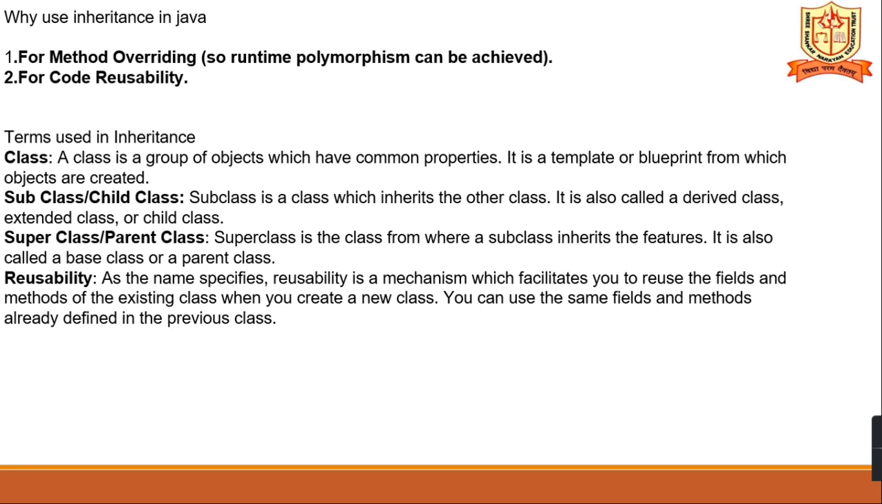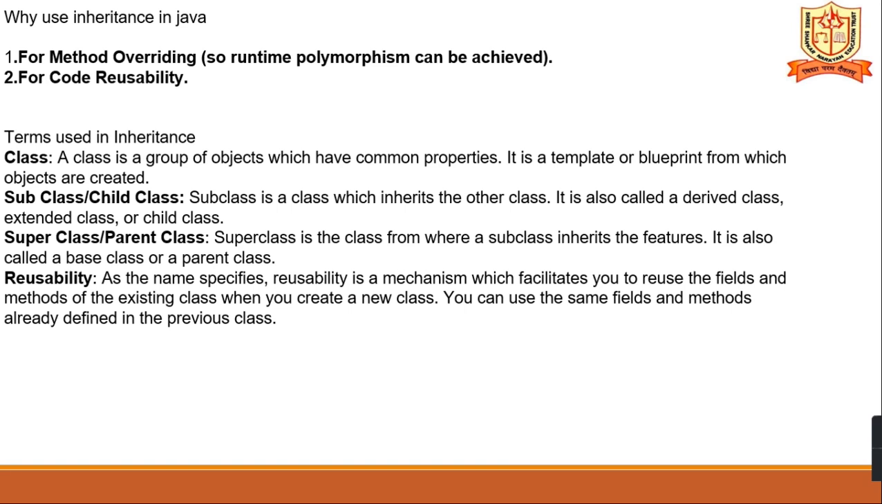A class is a group of objects which have common properties. It is a template or a blueprint from which objects are created. Subclass and child class are both the same. A subclass is a class which inherits another class. It is also called a derived class, extended class or child class. The next term is superclass or parent class. A parent class is a class from which a subclass inherits the features. It is also called a base class or parent class.